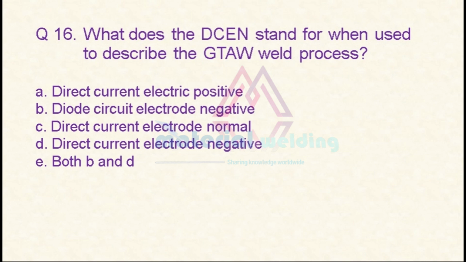Question 16. What does the DCEN stand for when used to describe the GTAW weld process? A. Direct current, electrode positive. B. Diode circuit, electrode negative. C. Direct current, electrode normal. D. Direct current, electrode negative. E. Both B and D.